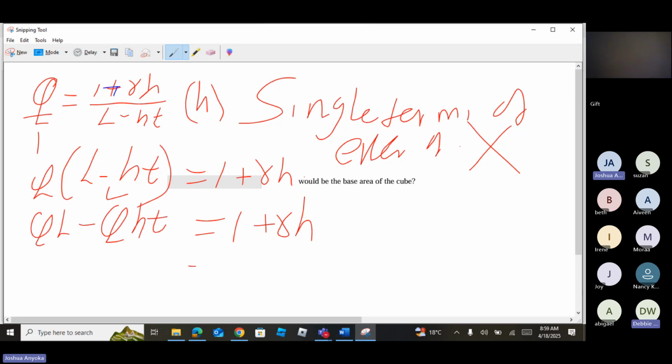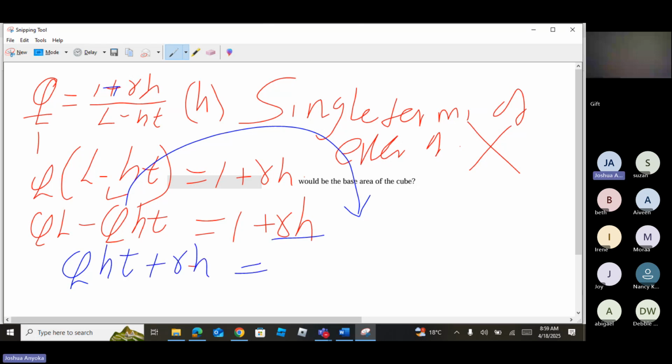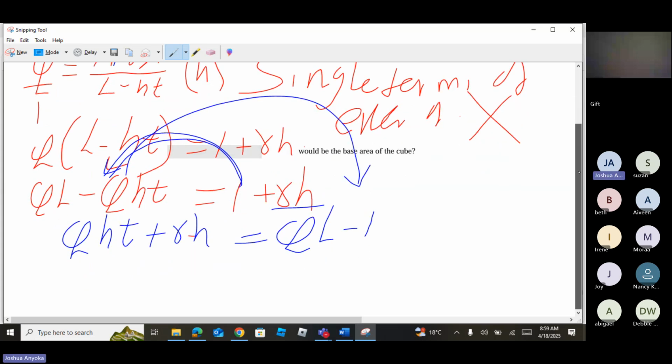So let's start. Let us take Q on this side. Minus Q, it ends up equal positive. So QHT plus RH is equal to, we take this to this side. We have taken Q to the other side, so 1 should go to this side. So it will be QL minus 1. We are at that level.